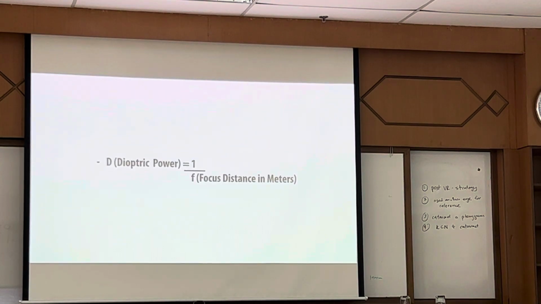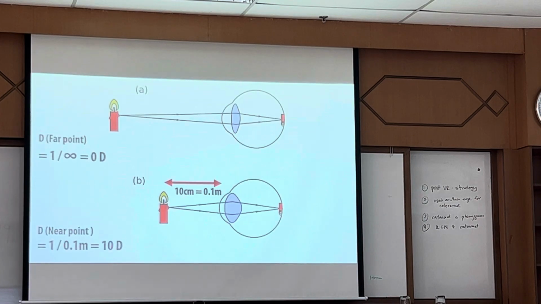Now we have to understand the formula. The dioptric power is equal to 1 over the focal distance in meters. From this formula, we can calculate the amplitude of accommodation. The far point is infinity, so 1 over infinity is equal to 0. Logically, at infinity, no power is required by the lens, so zero power, as long as the eye is corrected.